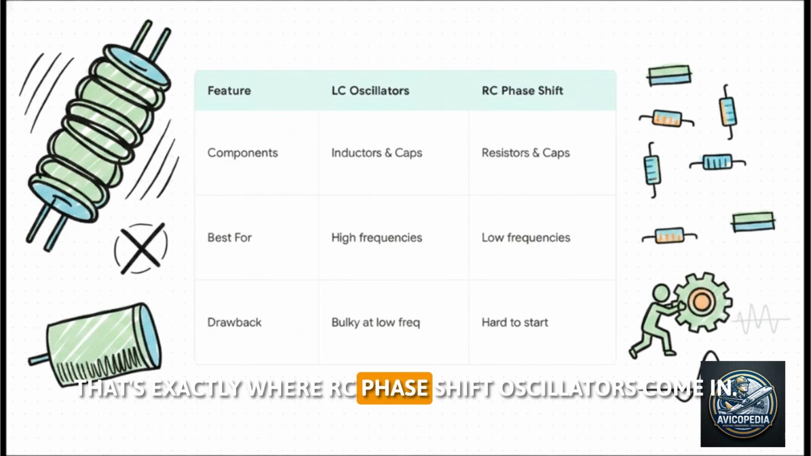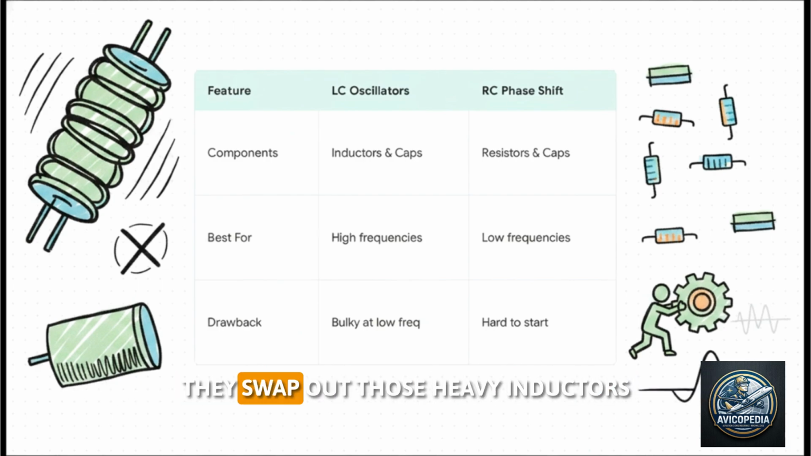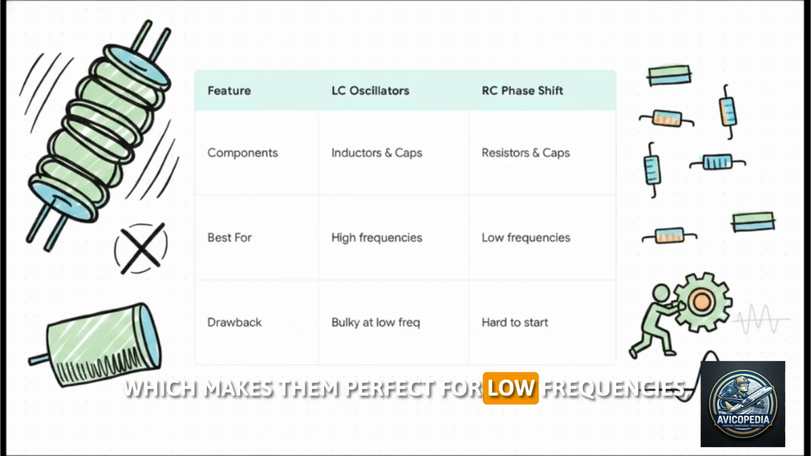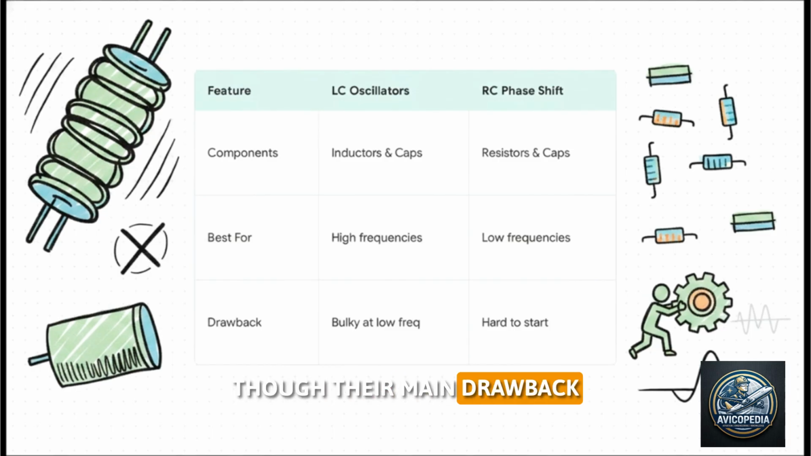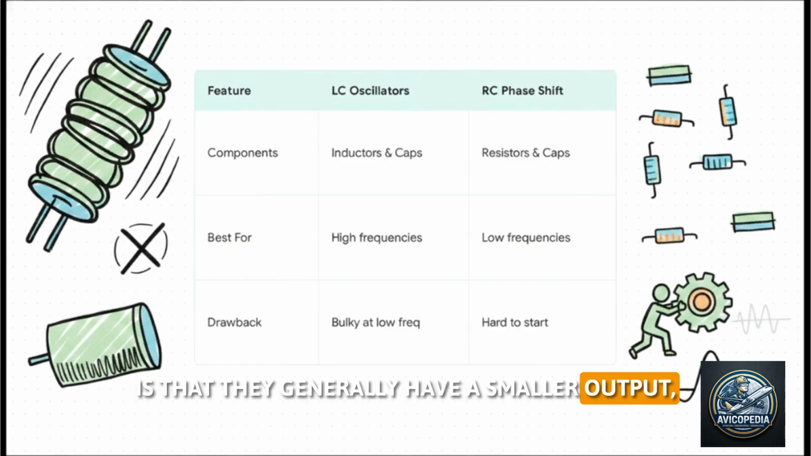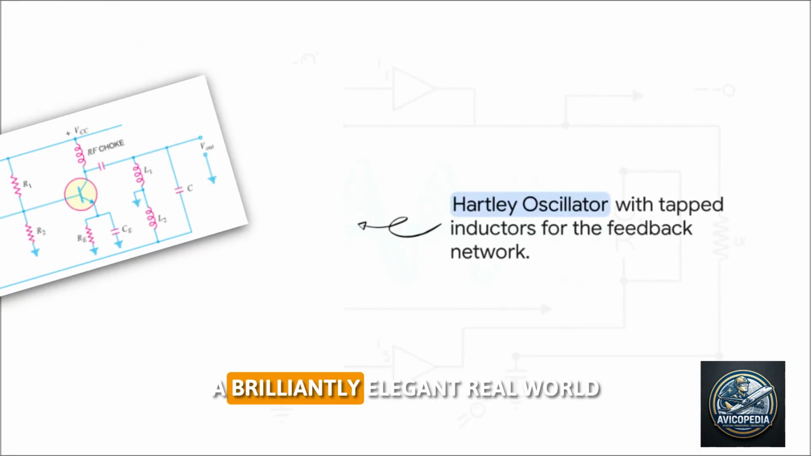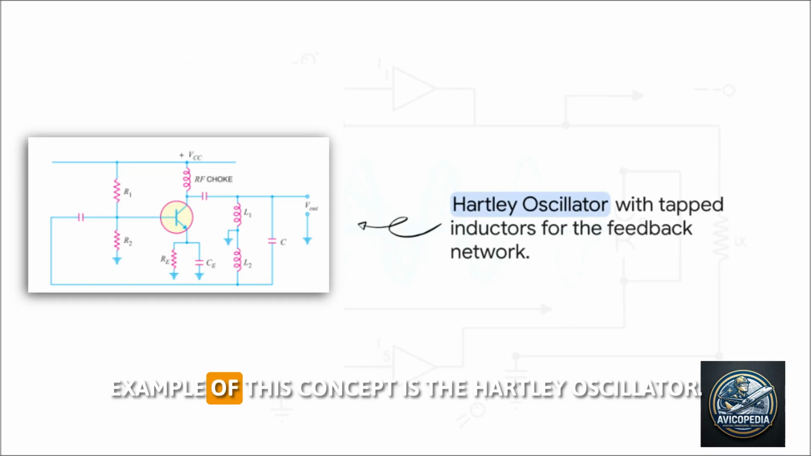That's exactly where RC phase shift oscillators come in. They swap out those heavy inductors for simple resistors and capacitors, which makes them perfect for low frequencies. Though their main drawback is that they generally have a smaller output, and getting the oscillations to actually start can be a bit tricky. A brilliantly elegant real-world example of this concept is the Hartley oscillator.